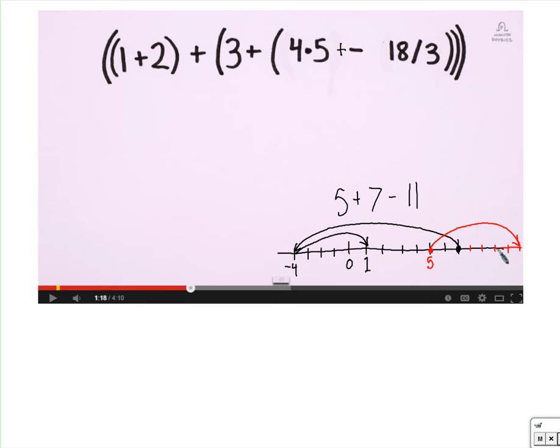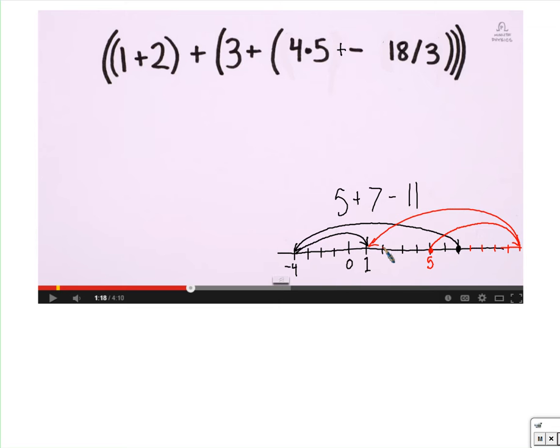Let's see if there's any difference. 1, 2, 3, 4, 5, 6, 7, 8, 9, 10, 11. We wound up in the same place. That was my question. If we do the subtraction here first and then we add 5, is that any different than 5 plus 7 minus 11? It's not any different.